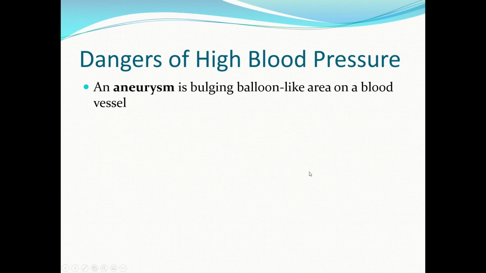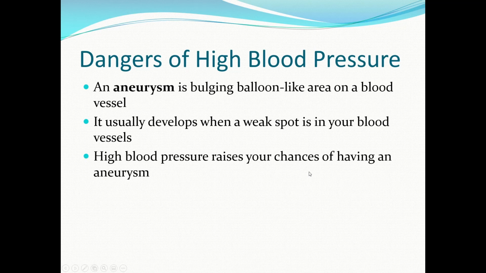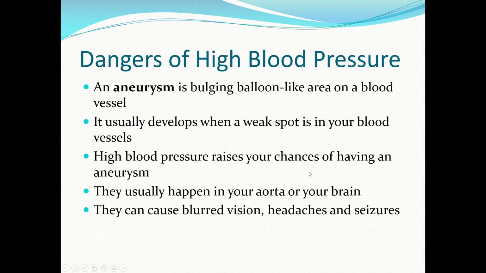So an aneurysm is a bulging, balloon-like area of the blood vessel. It usually develops in a weakened spot in your blood vessels. So if you have high blood pressure, it increases your chance of having an aneurysm. They usually happen in your aorta, or they can happen in your brain. If they happen in your brain, that's really dangerous. It can cause blurred vision, headaches, seizures, and you don't want to have that happen in your brain.